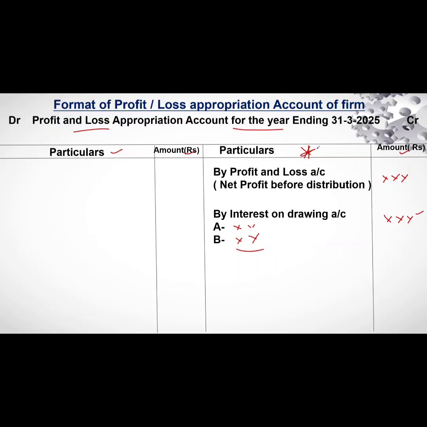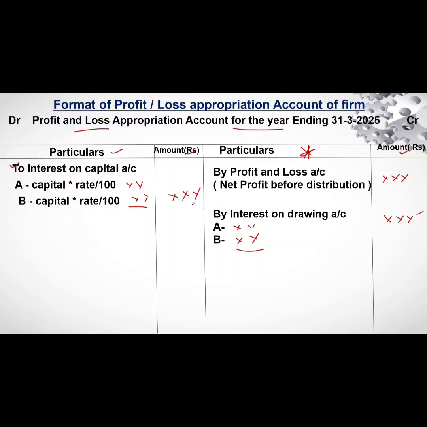First, we have interest on capital. The firm has to pay interest on the capital which has been contributed by the partner, so it is an expense for the firm. Therefore it appears on the debit side of the profit and loss appropriation account. Whichever partner we are paying interest to, that will be recorded in the inner column, and the total amount is recorded in the outer column. So that is the total interest on capital.